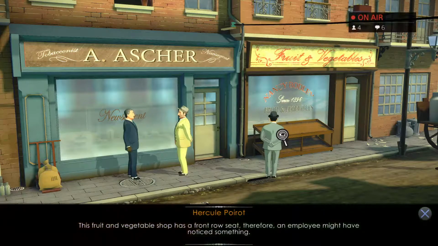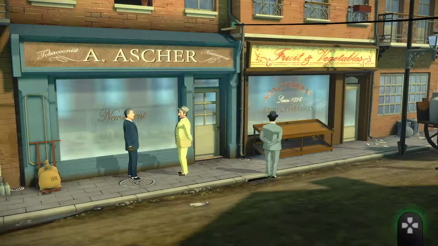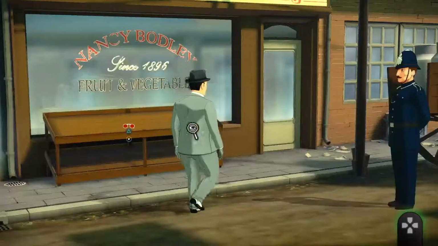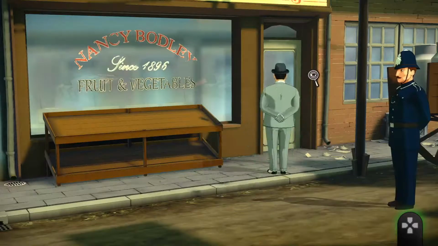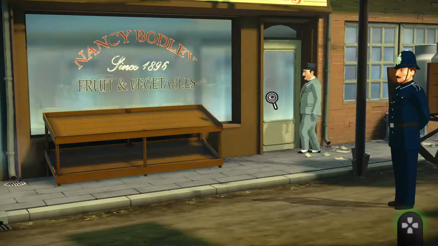This fruit and vegetable shop has a front row seat. Therefore, an employee might have noticed something. Ha ha. Can I go in? No?